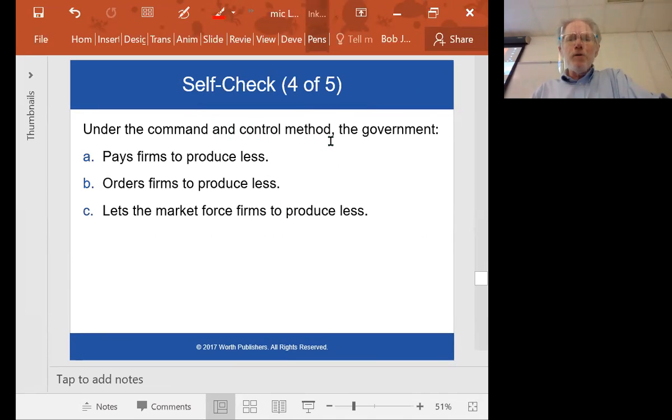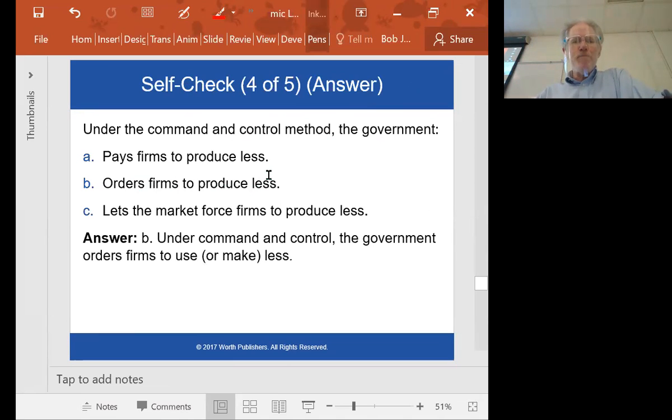Under the command and control method, the government orders firms to produce less. They're not trying to create incentives for people to change their behavior. The government is deciding, here's the way we're going to deal with this problem, and then forcing people to deal with that.